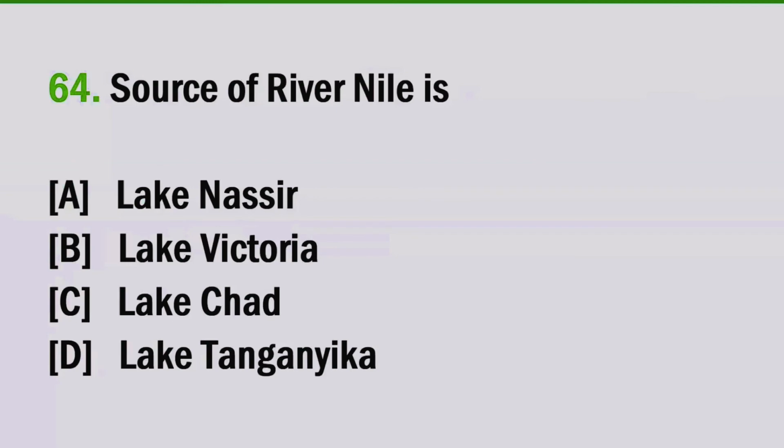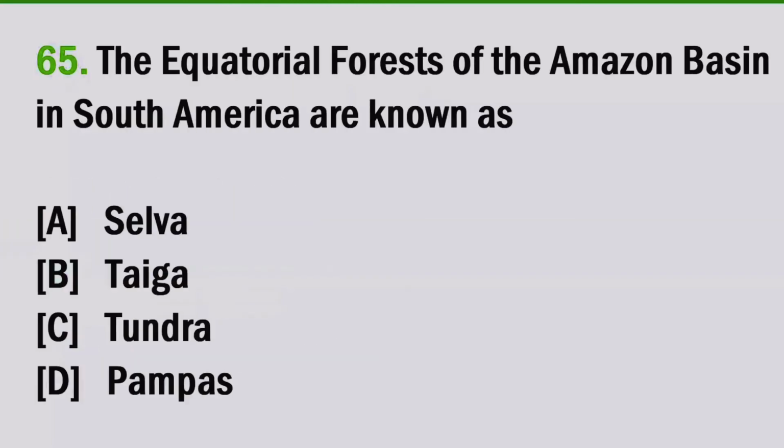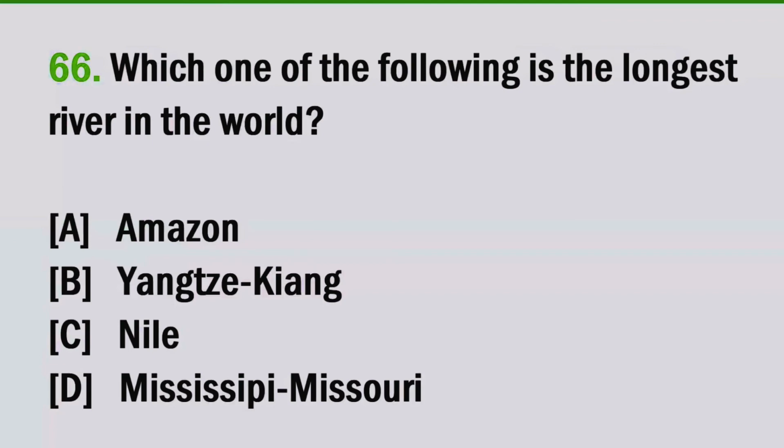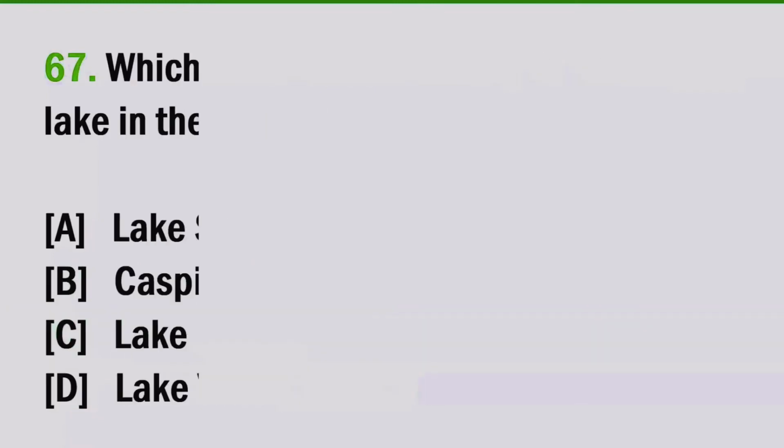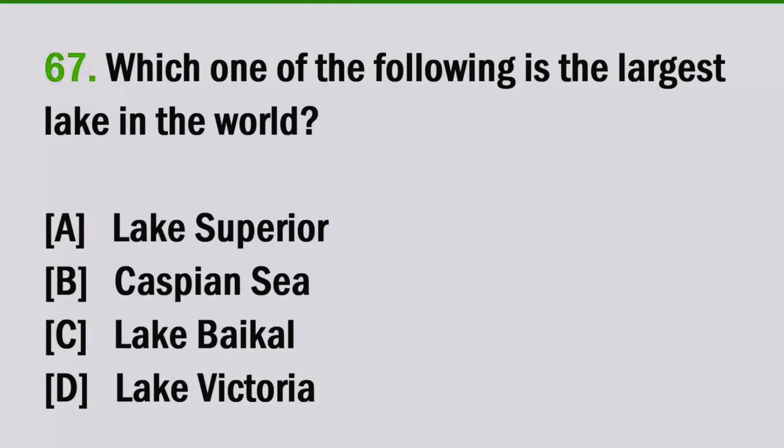Source of River Nile is. Answer B. Lake Victoria. The equatorial forests of the Amazon basin in South America are known as. Answer A. Selva. Which one of the following is the longest river in the world? Answer C. Nile. Which one of the following is the largest lake in the world? Answer B. Caspian Sea.